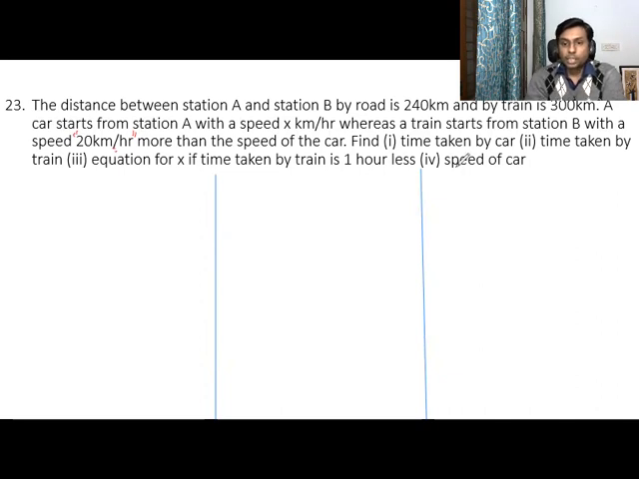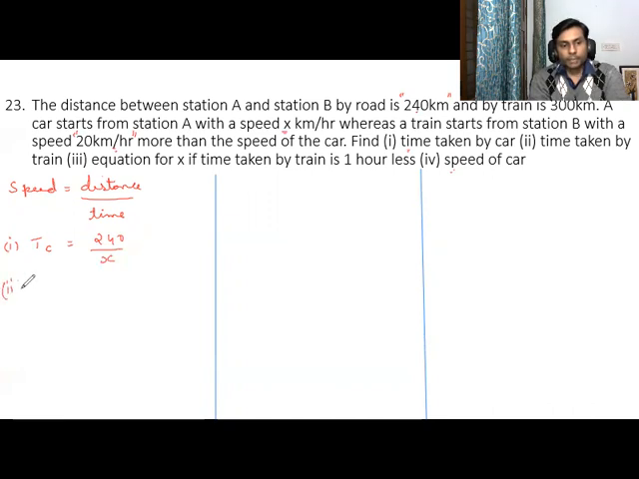So we need to relate speed, time and distance. How are they related? Speed is the rate of change of distance with respect to time. So speed is basically distance by time. That's it. Speed is distance by time. So if I cross multiply, I can write the time taken by car is the distance traveled by car divided by the speed of car. Look at the distance traveled by car, 240. Speed of car, x. 240 by x.